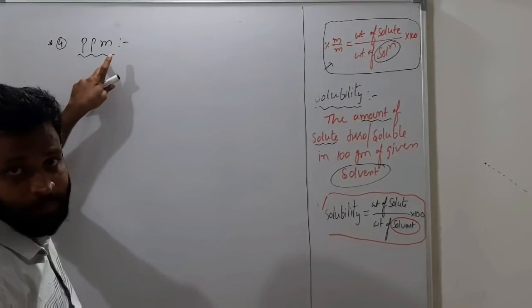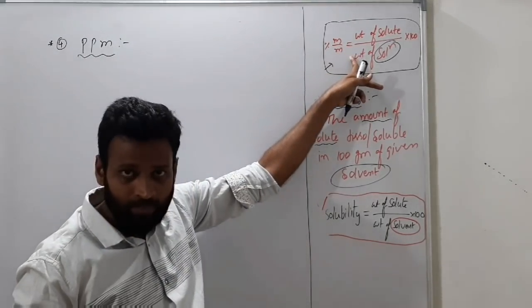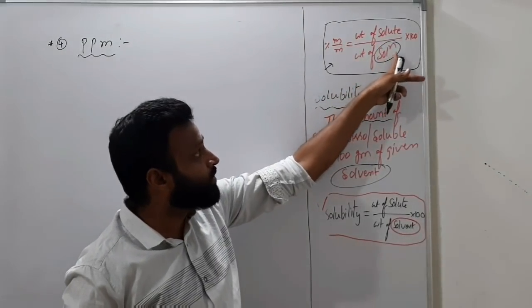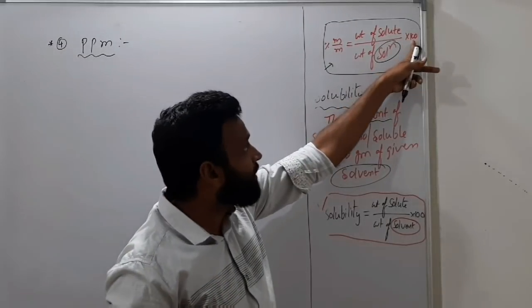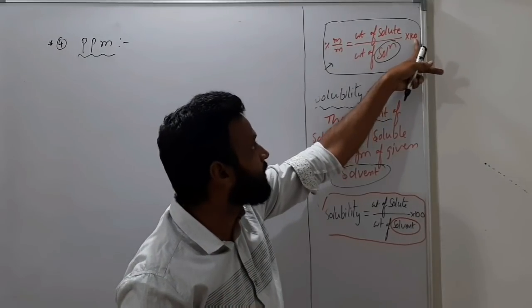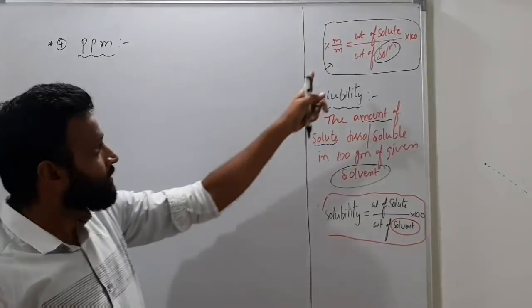Do you remember this percentage mass by mass? Here you have weight of solute by weight of solution into 100, correct? Instead of 100, you take 1 million, which means 10 power 6 you write down here. That will be ppm. Hope you understood. That's why I was not erasing this.